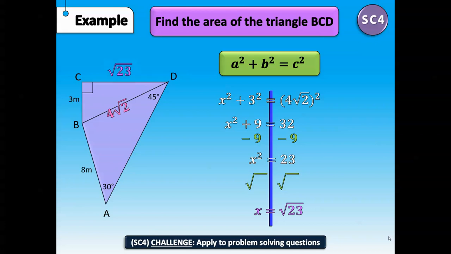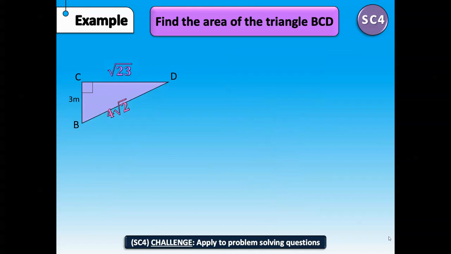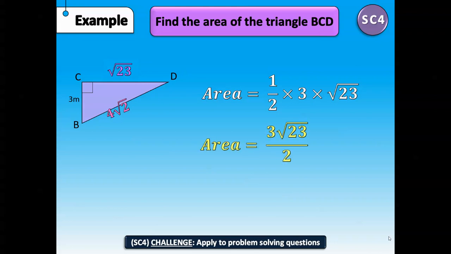Now remember, I need to find the area of the triangle BCD. So for the area, I do the height times the base divided by 2, or a half the base times the height. So the area is 3 root 23 over 2.